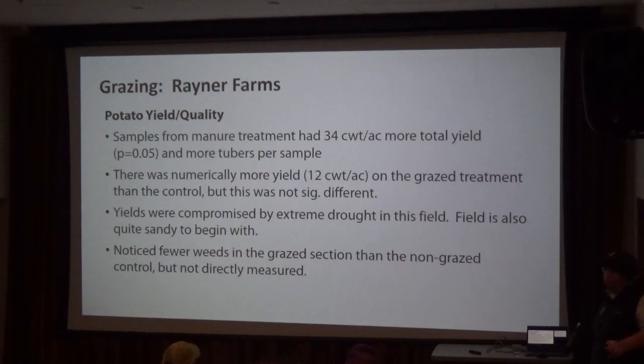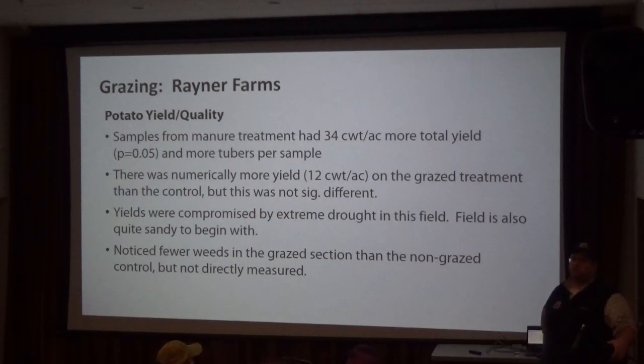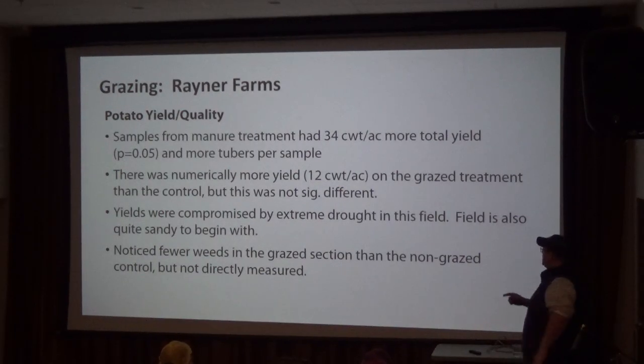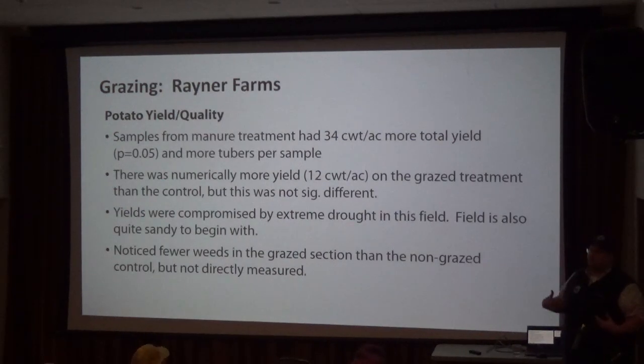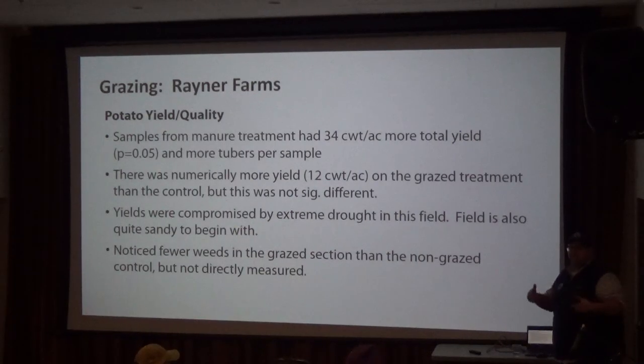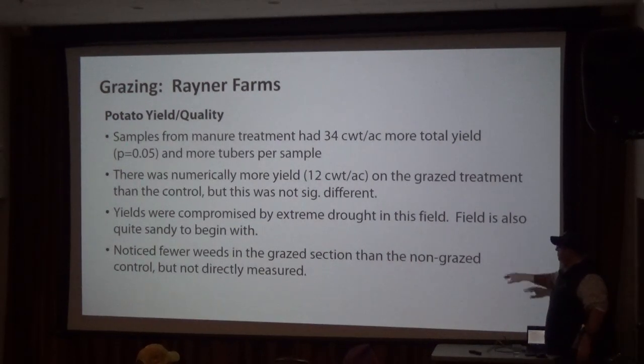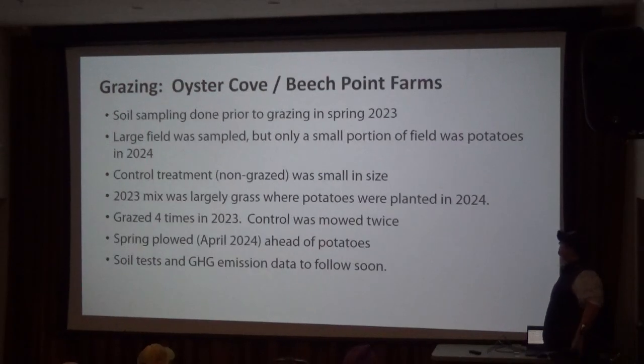Yields were compromised by extreme drought. This field, our yields were like 200, 210 because it's creamers, it's seed. They were killed at the end of August, and it didn't rain there for 2 months. And it's a sandy field too. But I can tell you, there were very noticeably fewer weeds in the grazed part of the field than in the non-grazed. Whether the cows chewed off more of those weeds the year before and lowered the seed set on the weeds, I'm not sure, but we saw fewer weeds in the grazed part.